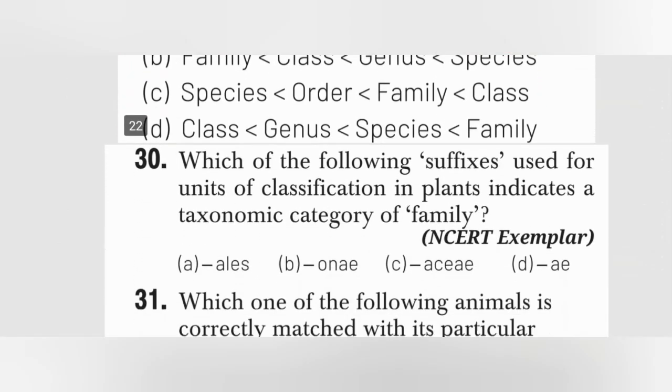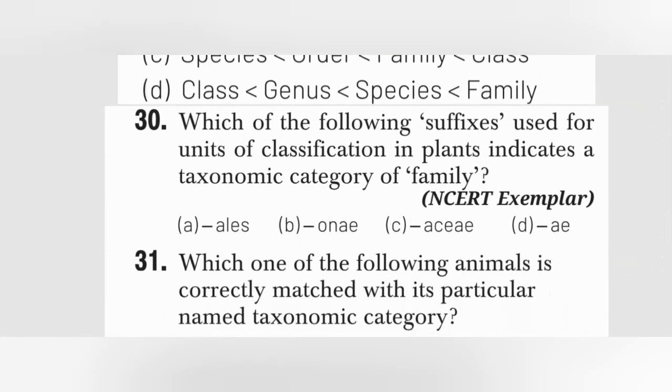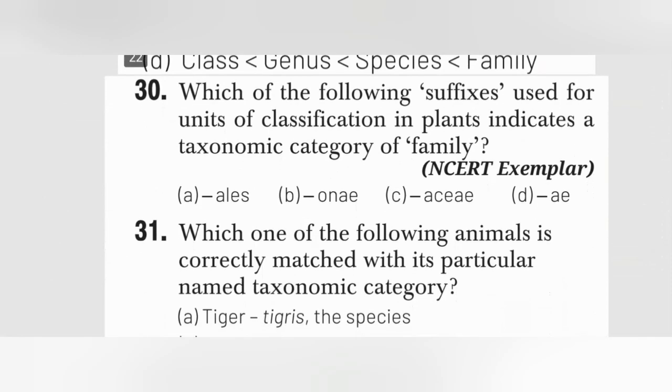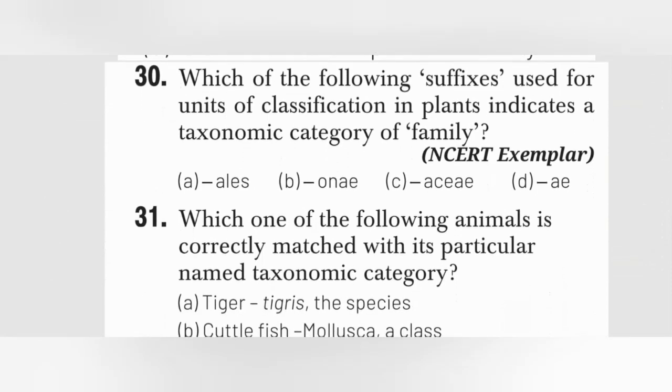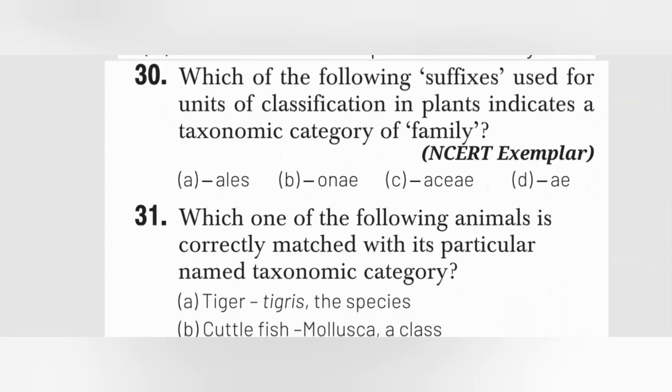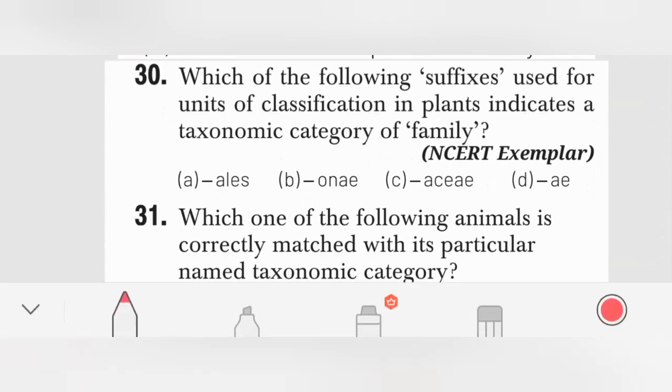Now next, which of the following suffixes used for units of classification in plants indicates a taxonomic category of family? Okay, so options are given: A, B, C, D, and what will be the answer? Yes, the answer will be C. As we know, when we speak about a family like Solanaceae, its suffix is -aceae, like that.